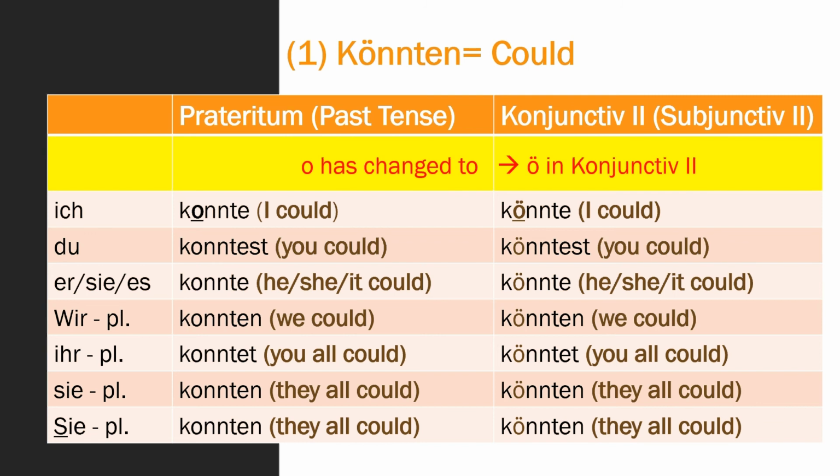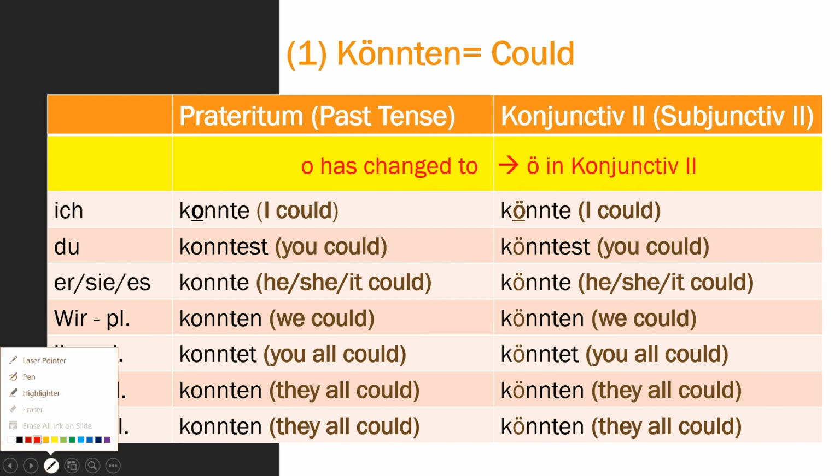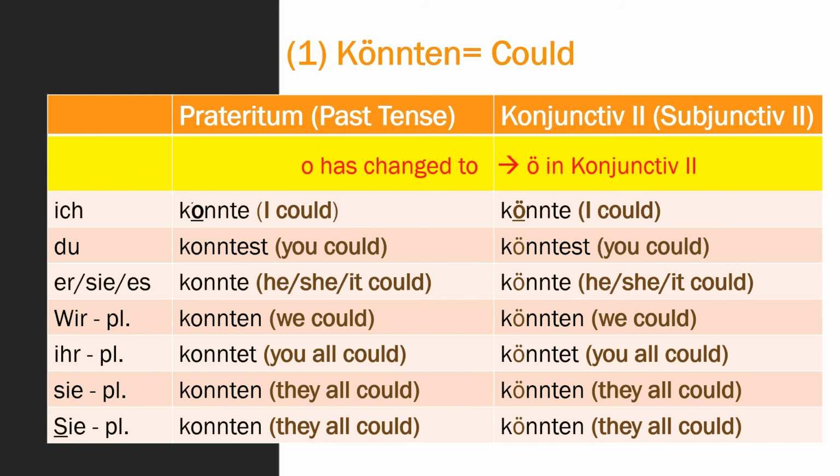For the Konjunktiv II, on the right hand side, you can see that there is only one change. I will mark it so you can easily understand. Here we have O, and in Konjunktiv II it has changed to Ö. I've also written this in this yellow strip. So it will become ich könnte, I could, du könntest, er sie es könnte, wir könnten, ihr könntet, sie könnten, and Sie formal könnten. Okay guys, so this is how we form the Konjunktiv II from können.